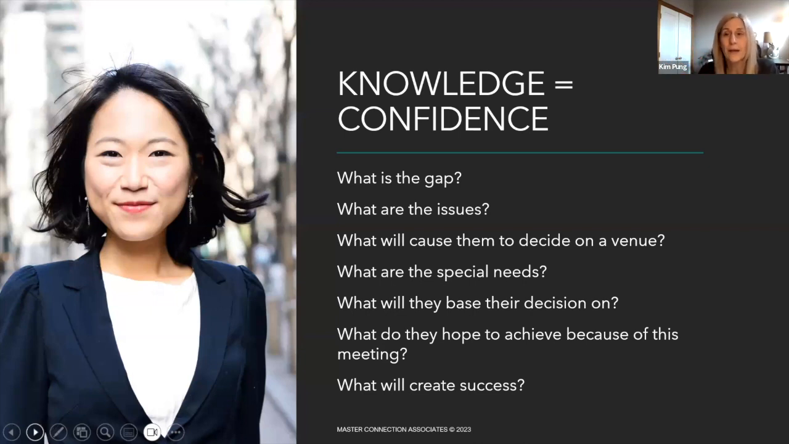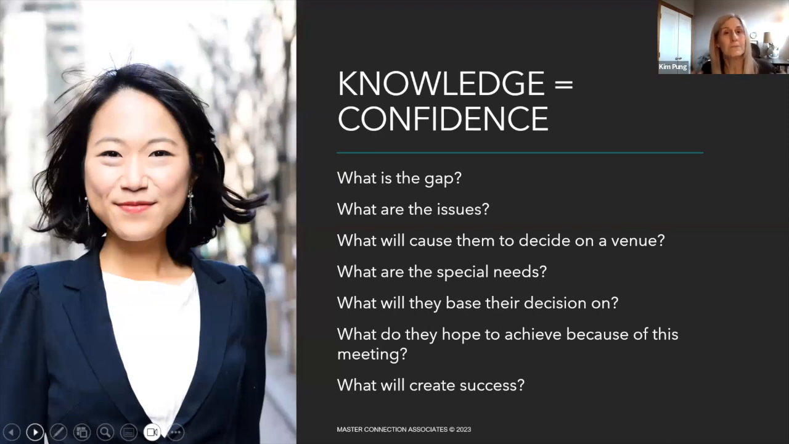We have to know the gap. We have to know their issues, what's going to base their decision on, what are their special needs, what's going to create success. All of that knowledge creates confidence for us going into our pitch, going into our proposal, going into a potential site visit, gives us confidence even when the objections roll around a little bit later in the process, because we have a better understanding of their overall picture and what they value.